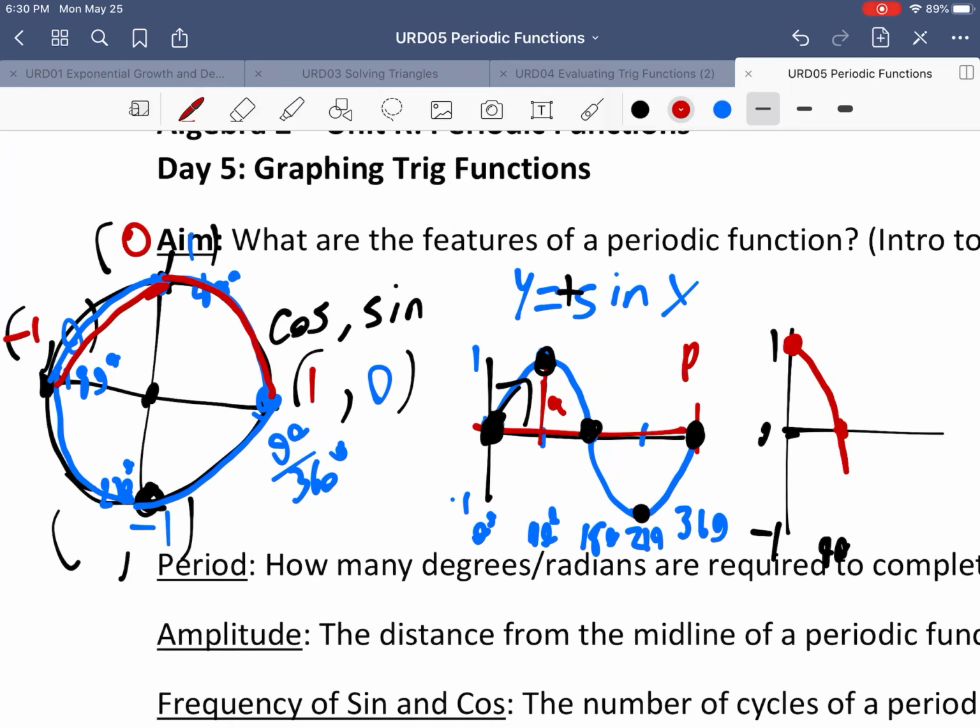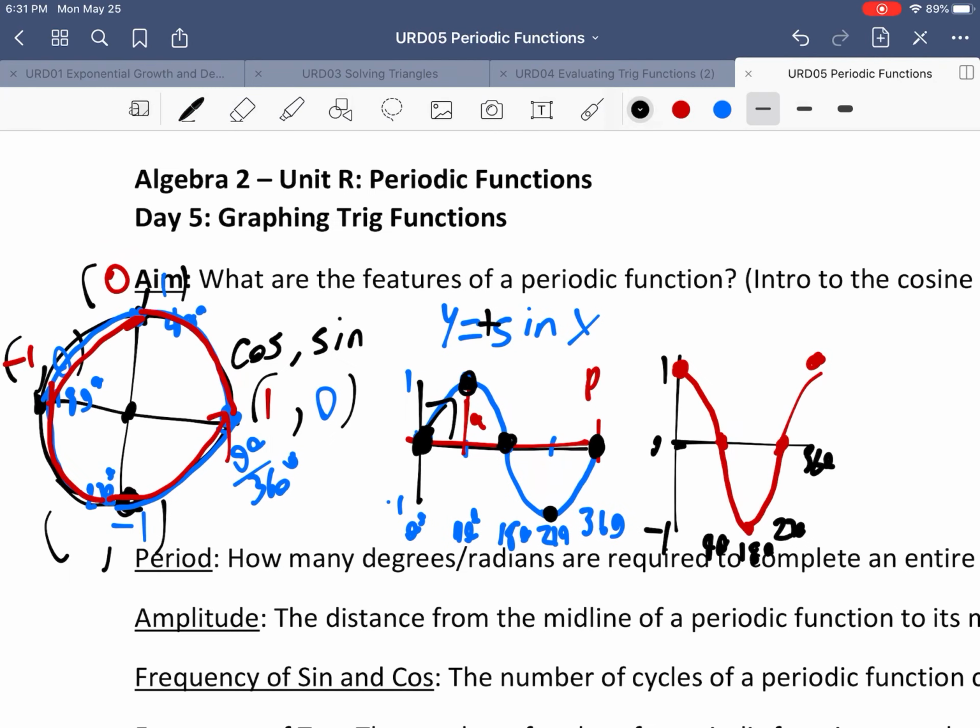So we go from 1 to 0 to -1, which is our minimum, which occurs at 180 degrees. This is for the standard cosine curve. Then we will be returning to 0, which occurs at 270 degrees as we go around the circle. And then finally, the graph will return to 1, which it will do at 360 degrees.